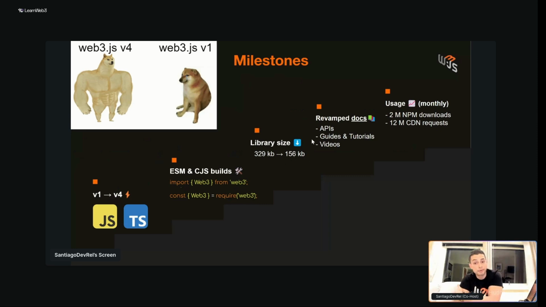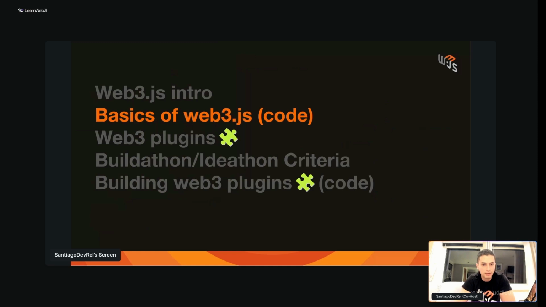We also have revamped documentation with all the APIs. We have guides and tutorials. I have published some videos. Lexi as well published a great Web3.js course. And in terms of usage, so far we have around 2 million npm downloads per month. And the last time that I checked, it was 19 million CDN requests. So yeah, we can see that some projects are still using a lot of Web3.js, which is great.